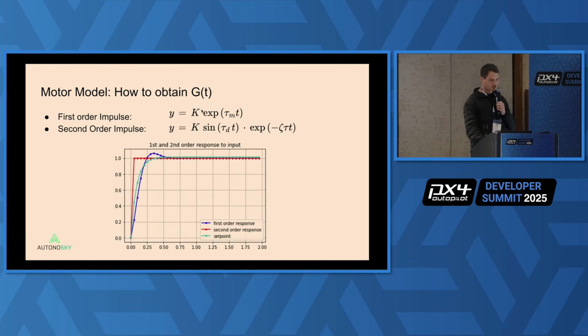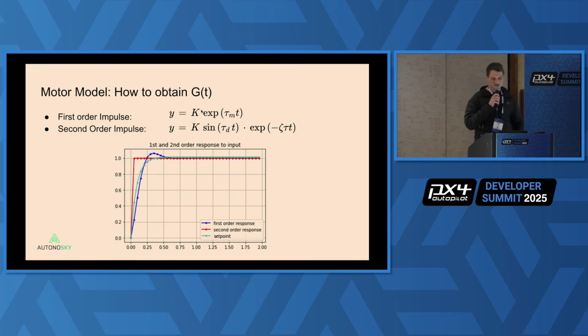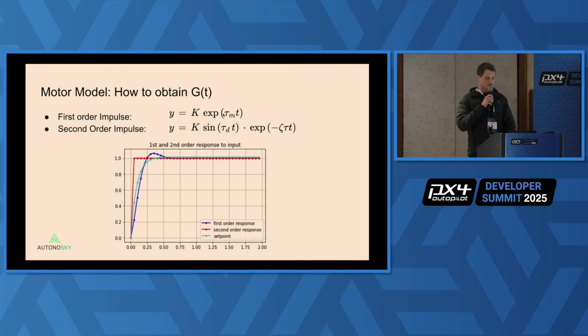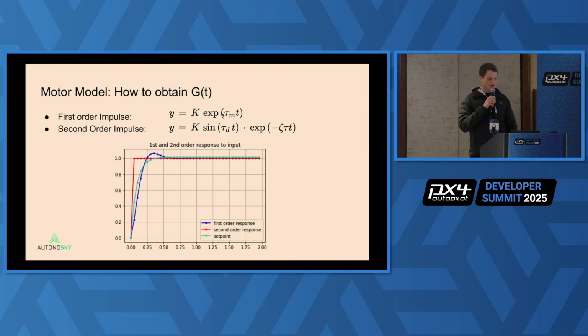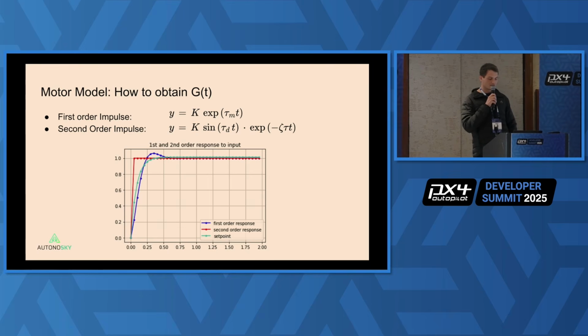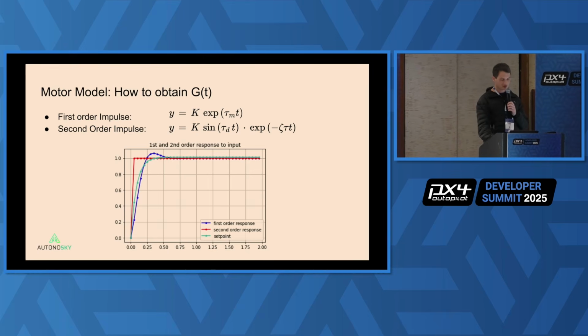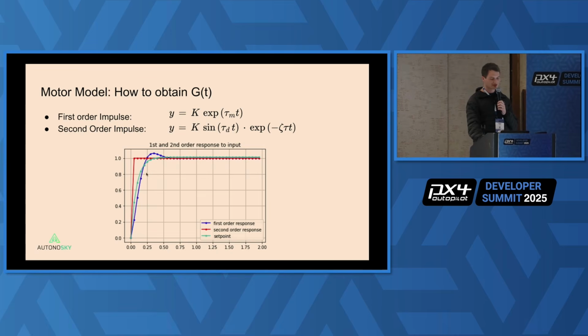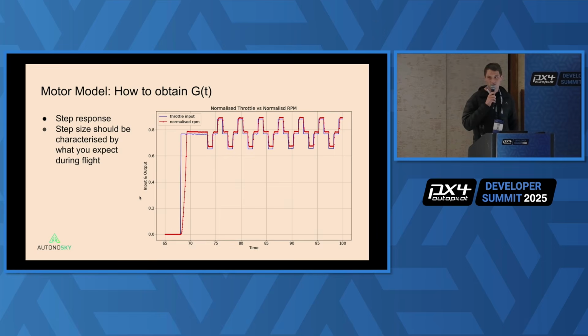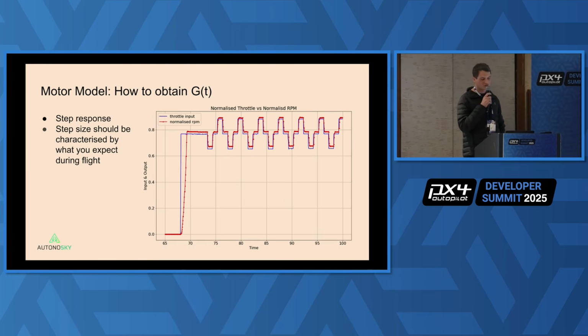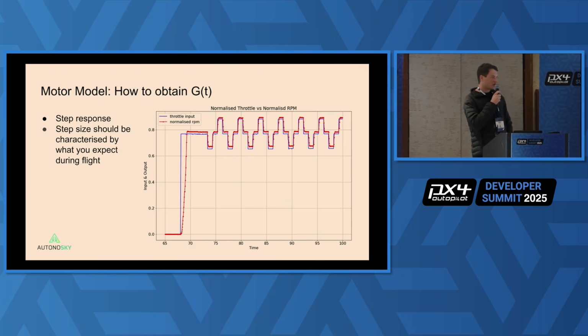The first order impulse equation is characterized by these two parameters, which is your motor gain, K, which ensures that your motor reaches its set point at steady state, and then the tau time constant, which is responsible for this transient response. So how you typically model these or try to find these two parameters is by placing your motors on a thrust test bench, and then you apply step responses to your motor.